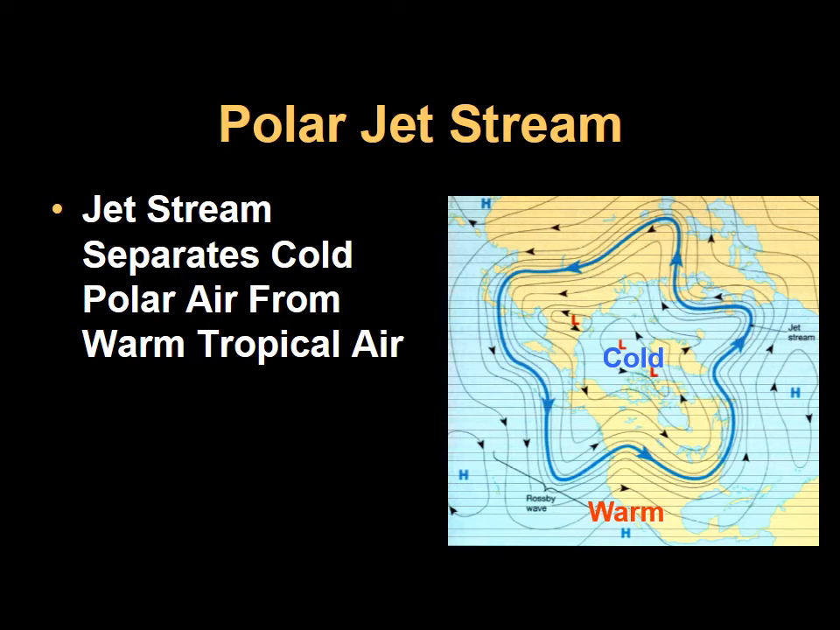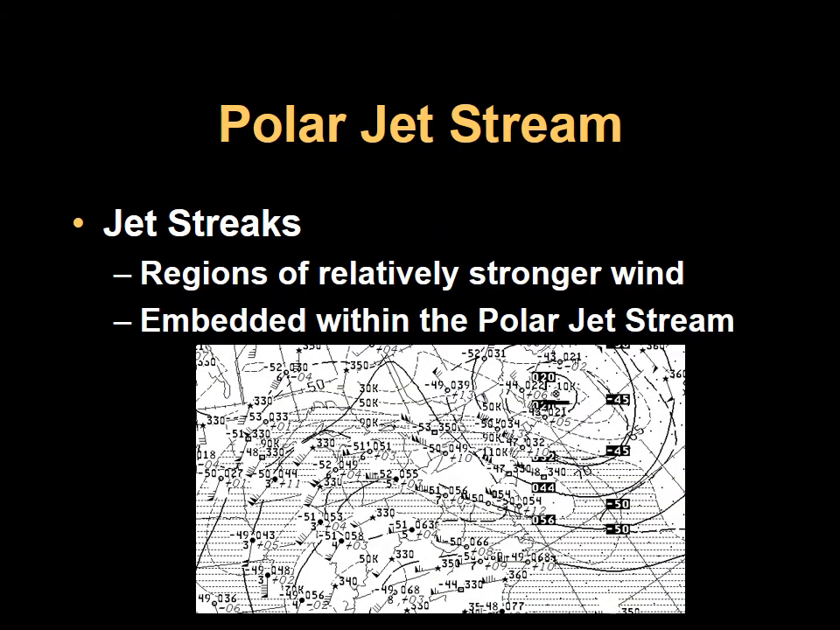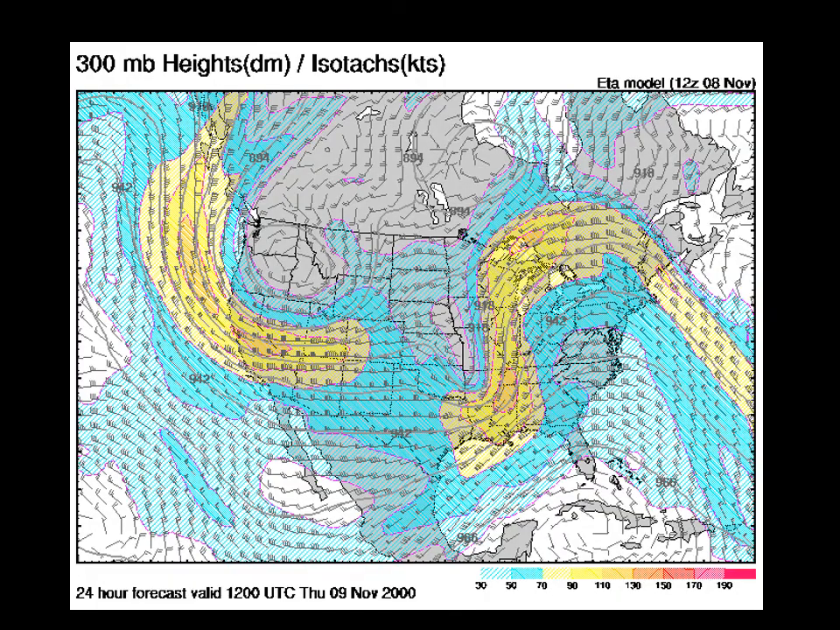So you can think of the polar jet stream as separating the cold air at the North Pole from warmer tropical air down south. Then embedded within the jet stream, you'll find these fast-moving regions of wind. We call these jet streaks, and they're embedded within the polar jet stream. They're a little bit faster, a little bit stronger than the surrounding wind speeds. Here's a map showing, on a particular day way back in 2000, a couple of jet streaks across the United States. One stretching from the Gulf of Alaska all the way to Utah, another one stretching from Louisiana almost all the way up to Quebec.